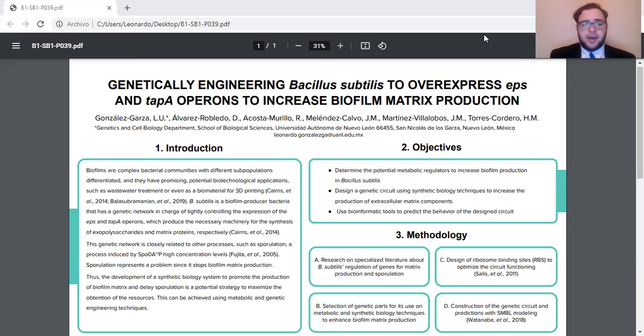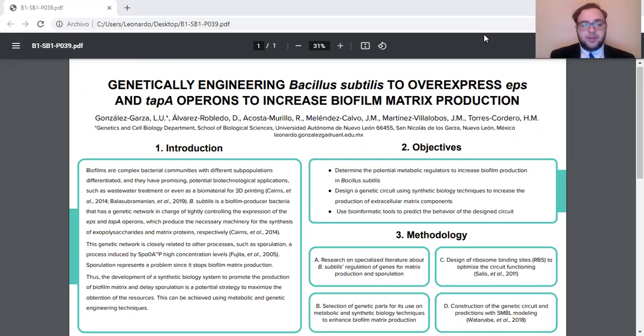I'm a student working in the Genetics and Cell Biology department in the School of Biological Sciences of the Universidad Autónoma de Nuevo León. And we have been working on this project for the last few months, which is genetically engineering Bacillus subtilis to overexpress EPS and tapA operons to increase biofilm matrix production.